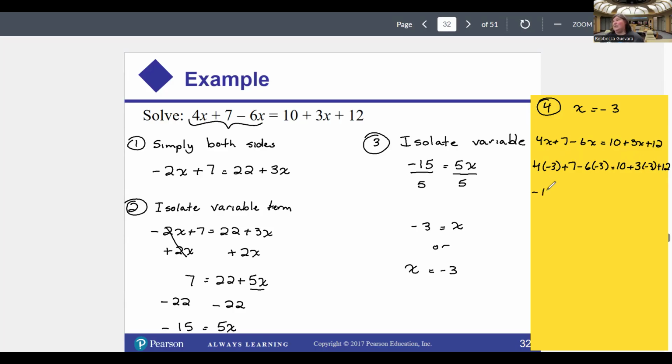4 times negative 3 is negative 12. Negative 6 times negative 3 is plus 18. 3 times negative 3 will be negative 9. And now we just have to simplify by addition here. So negative 12 plus 7 plus 18 is 13. And on the other side, we have 10 minus 9 plus 12, which is also 13. So both sides are the same. Then we know x really does equal negative 3. We got it right.